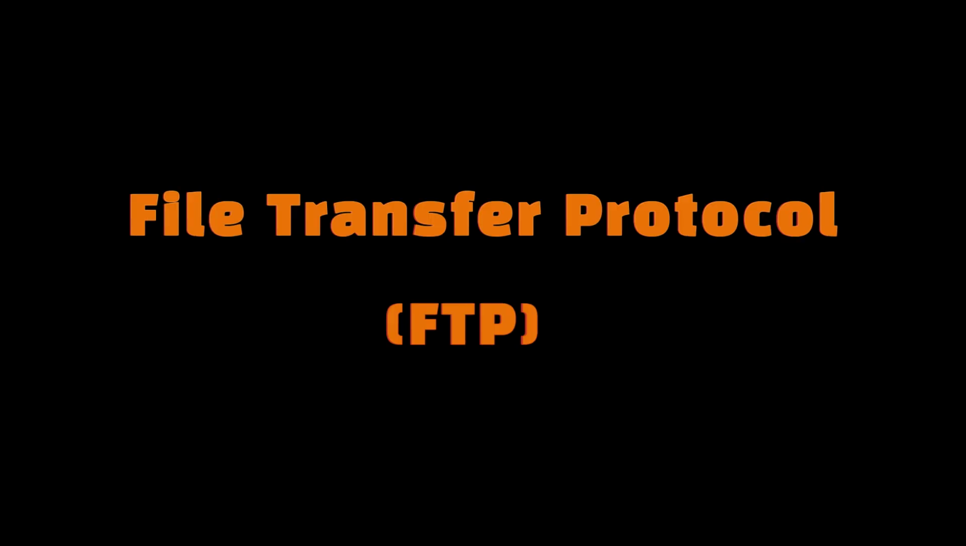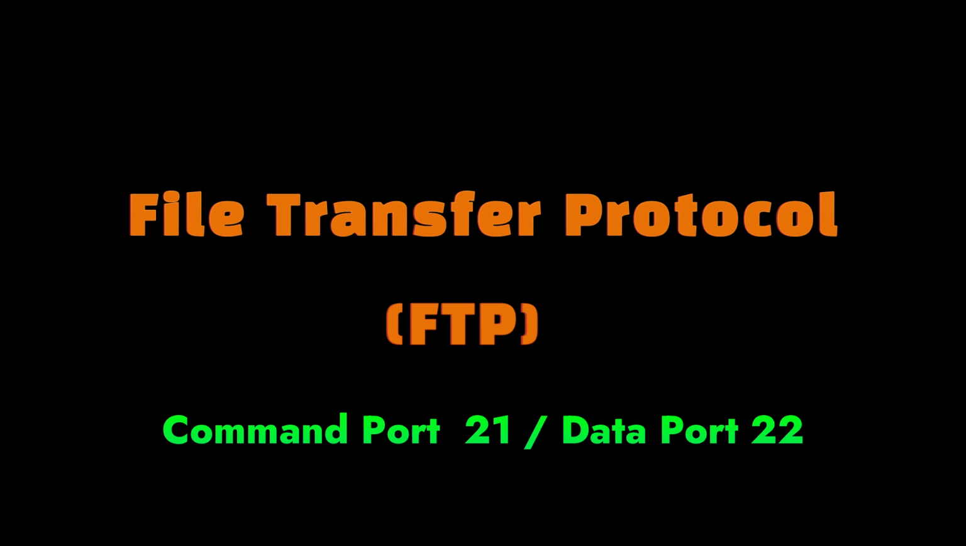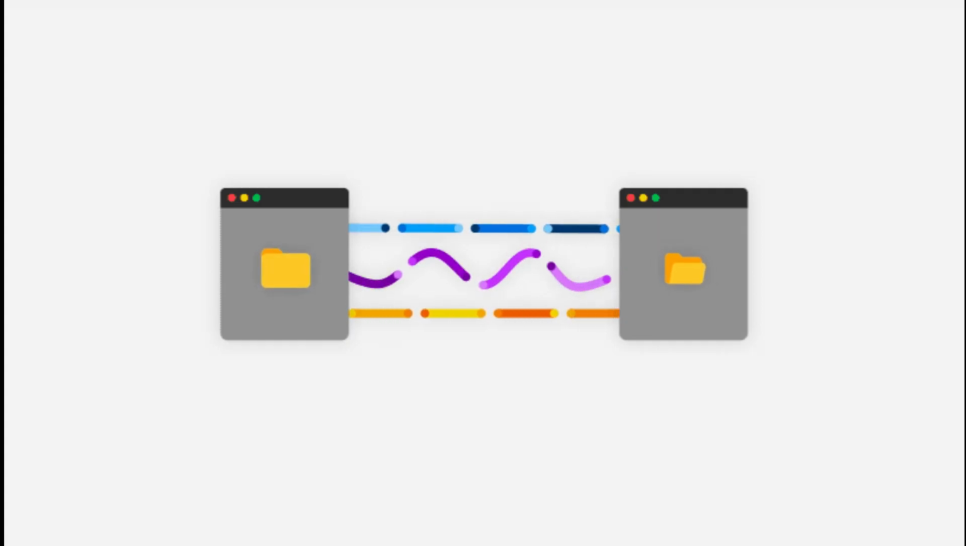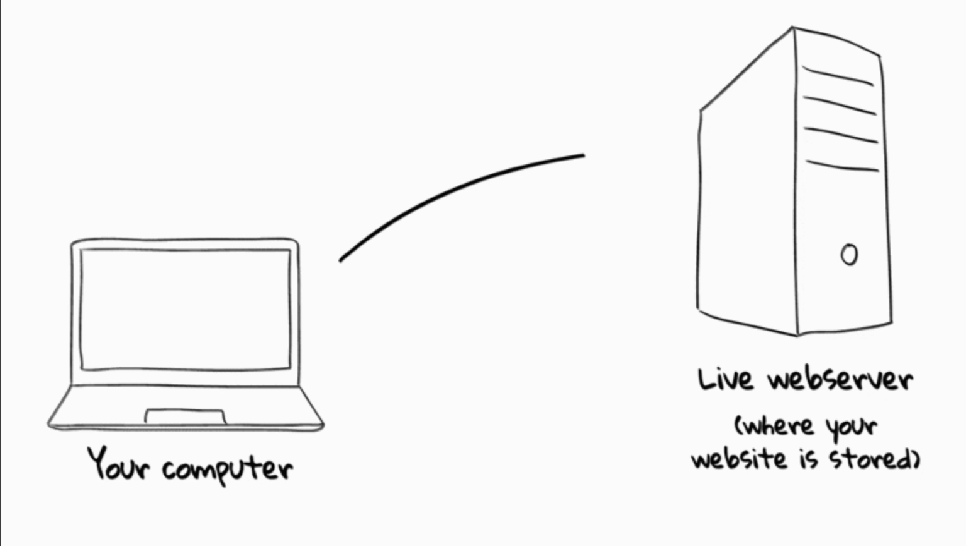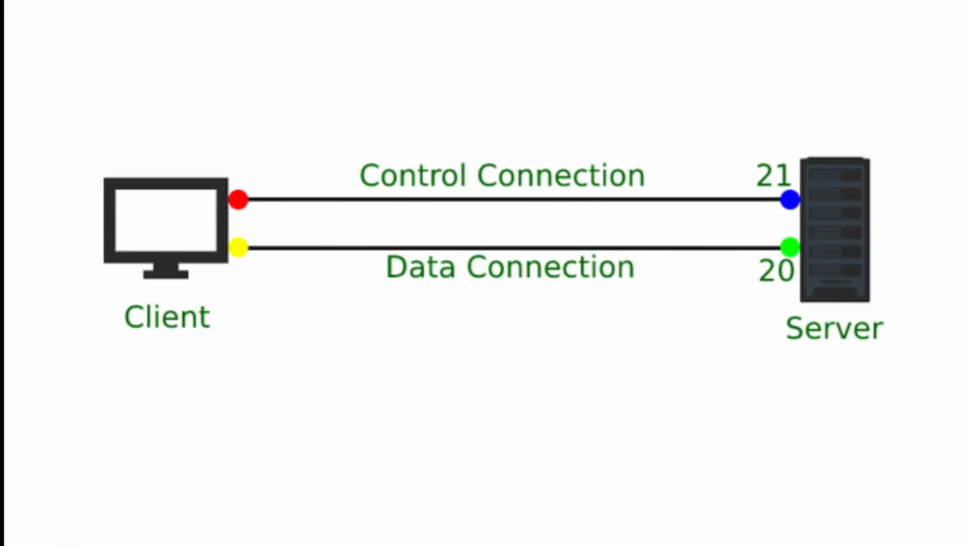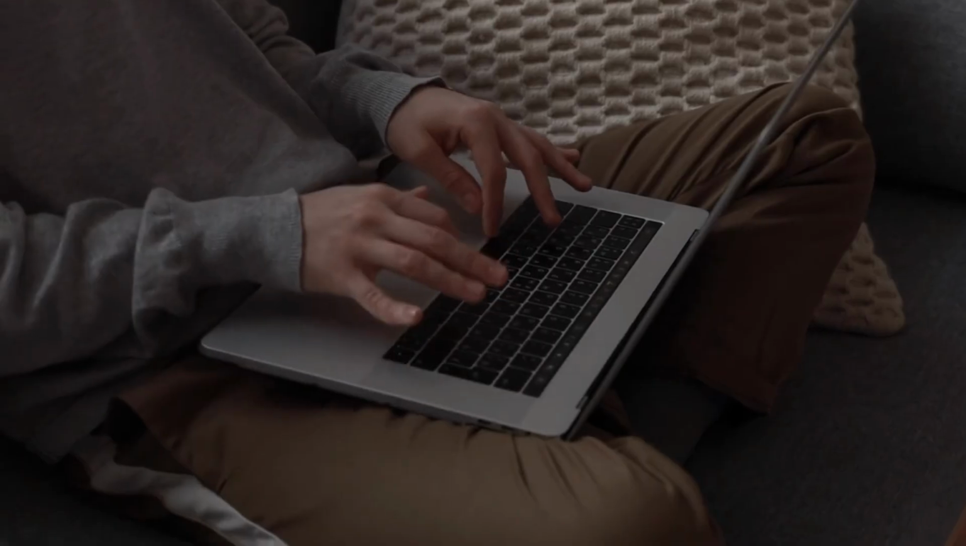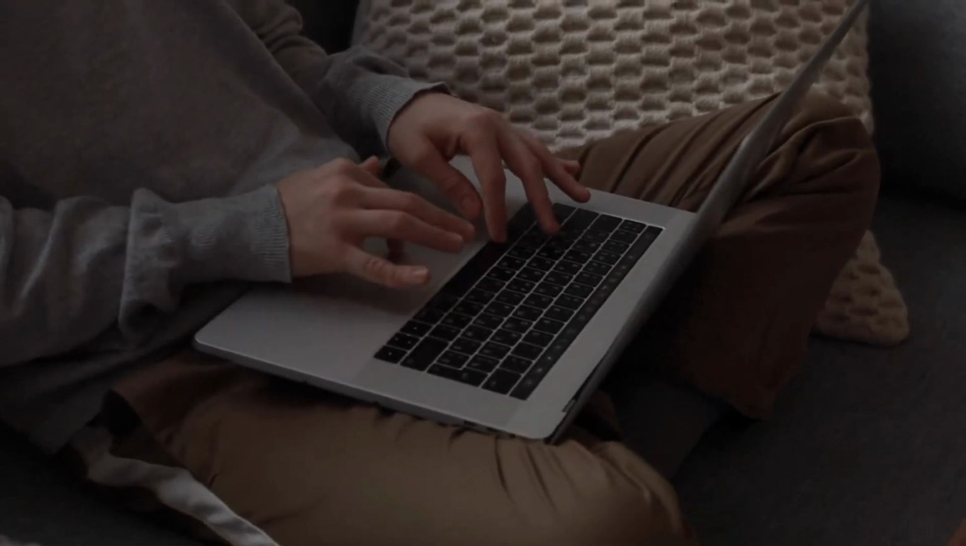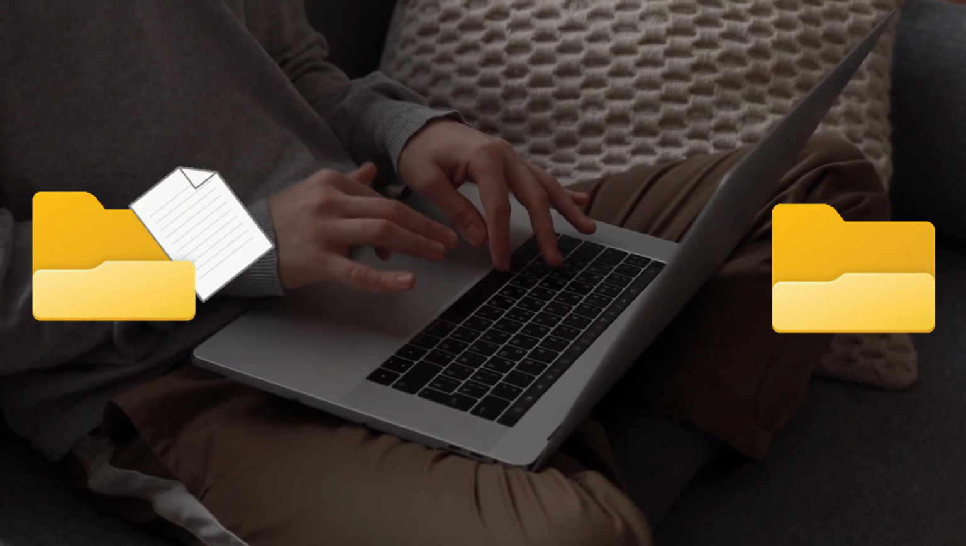FTP, File Transfer Protocol, is a standard network protocol used for transferring files between a client and a server on a computer network. FTP operates on the client-server model, where the client initiates a connection to the server to perform file transfers. It typically utilizes two separate channels, a control channel for sending commands and receiving responses, and a data channel for transferring actual file data. Users authenticate themselves with a username and password to access files on the server.